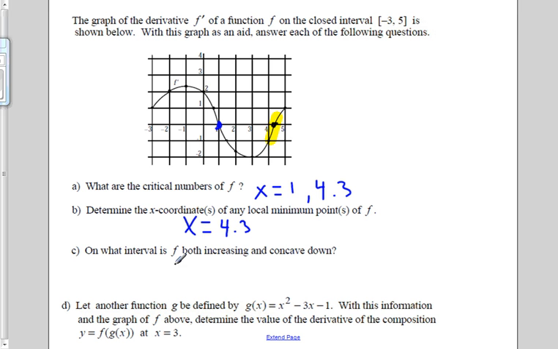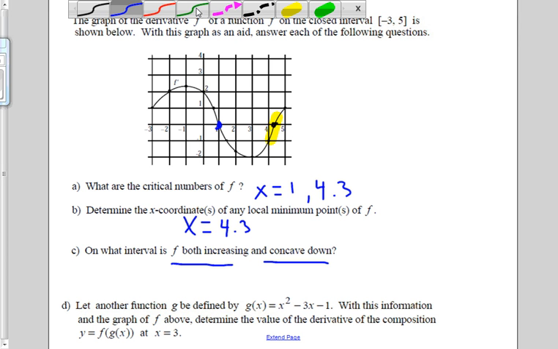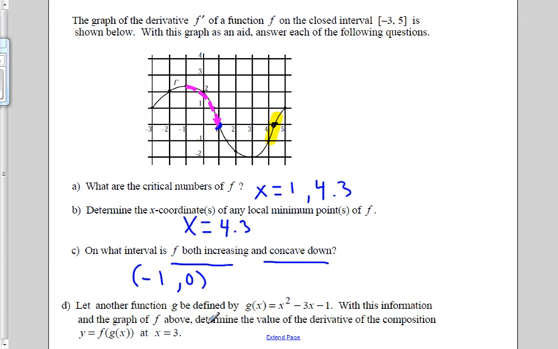Now, on what interval is f both increasing and concave down? Well, it's increasing when the slope is above 0, and it's concave down when my first derivative is decreasing. So where are all those conditions met? They are met right there. So in that region, my first derivative is positive, and it's decreasing, which means it's concave down. So what is that region? Well, that's from -1 to 0.